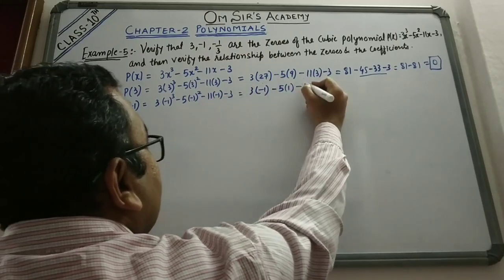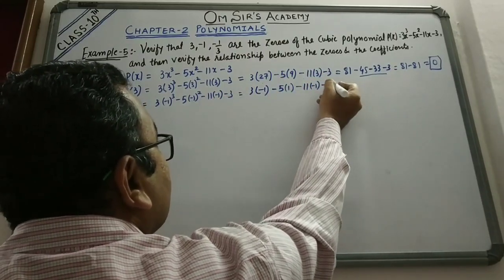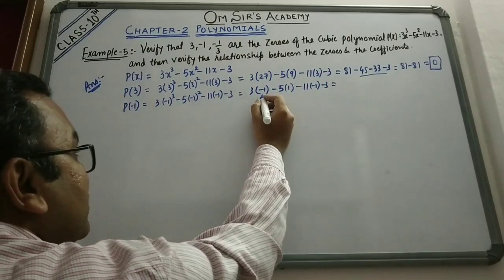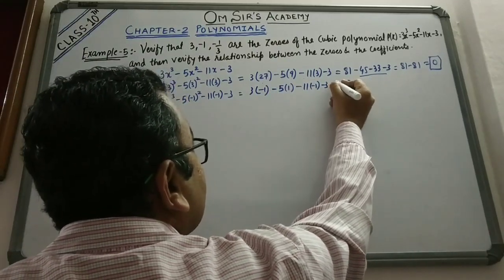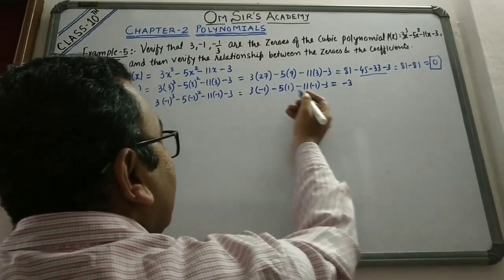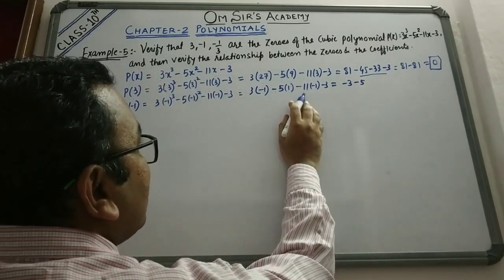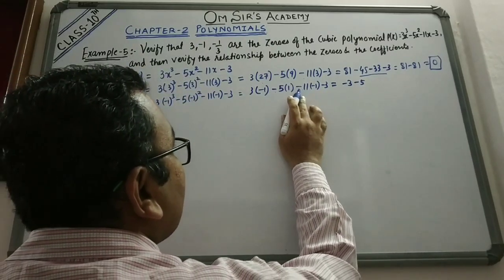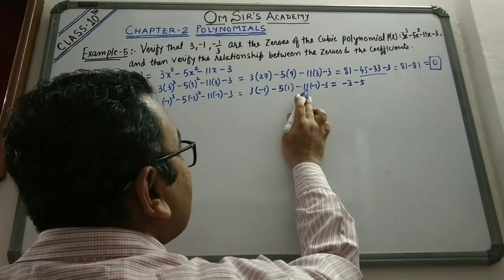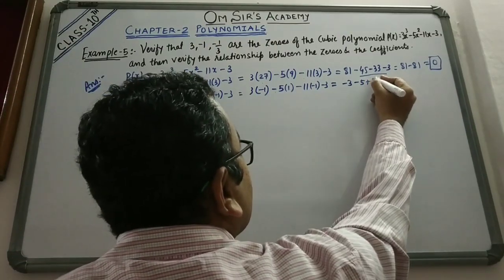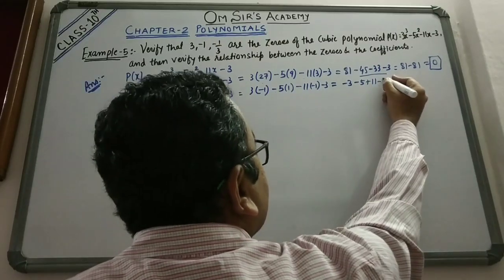Minus 11 into minus 1 and minus 3. That is 3 into minus 1, now what will it be? Minus 3. That is equal to minus 3. Minus 5 into 1 is minus 5. Minus into minus is plus. So 11 into minus 1 is minus 11, into minus 1 will be plus 11. So it will be plus 11 and minus 3.